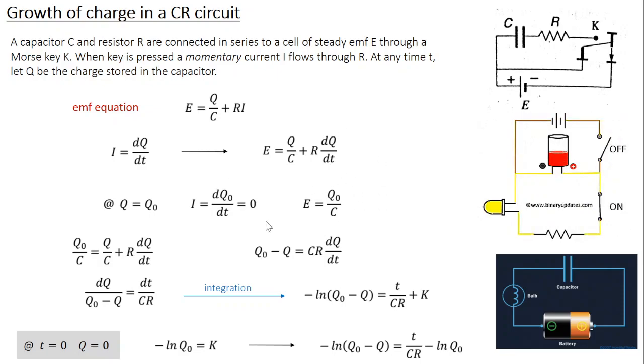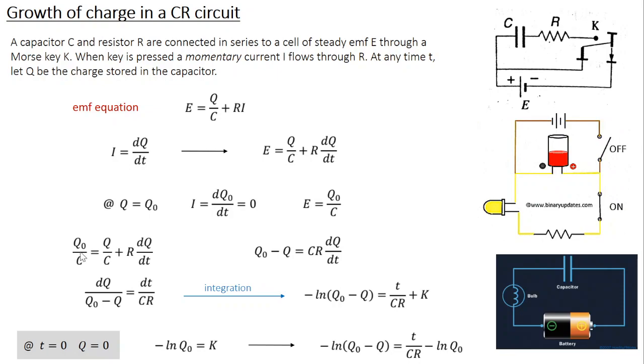So what is the physical meaning of this equation? When the capacitor is fully charged, the entire source voltage is going to drop across the capacitor. So that's the meaning of this equation, E equal to Q naught by C. Now in the EMF equation, instead of E, I can put Q naught by C. So the equation becomes Q naught by C equal to Q by C plus R into dQ by dt.